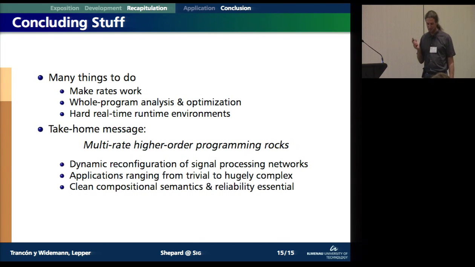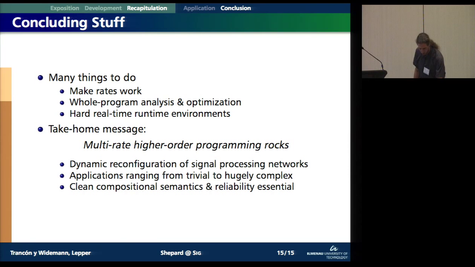The take-home message is multi-rate high-order programming is really cool. You can do a lot of interesting things that crop up in audio, in scientific simulations, in engineering, and so on, because you can reconfigure signal processing networks dynamically as you go. So there are very simple applications like this tone. You can imagine that there are hugely complex applications. And many of the systems in practice cheat on the multi-rate and initialization part. They don't have any semantics at all for that, or they have very strange semantics that give you no guarantees. Reliability is a real problem for systems like Super Collider, Simulink, and friends.